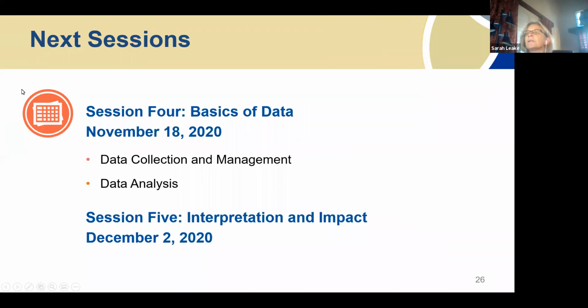We will be having more sessions, and I just wanted to give you an idea of what's coming up. Session 4, the basics of data, will be November 18th, and it will be delivered by one of our data analysts at Mountain Pacific Quality Health, Dorota Carpenedo. She will look at data collection and management and also at some data analysis. So this session will touch upon the use and handling of data, such as data use agreements, storage, and sharing, and look at some of those requirements that we all have to adhere to.